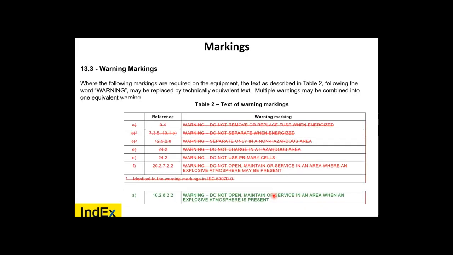What do they have to do for markings? A lot of things have changed. You still have to follow the markings of 60079-0, but you also need to have the warning: do not open, maintain, or service in an area where an external hazardous atmosphere is present. Meaning, have your personal gas monitors, permit to work system, hot work permit system, yeah?